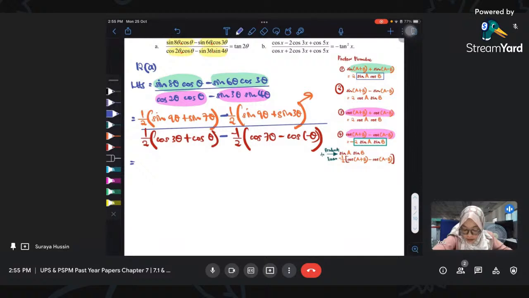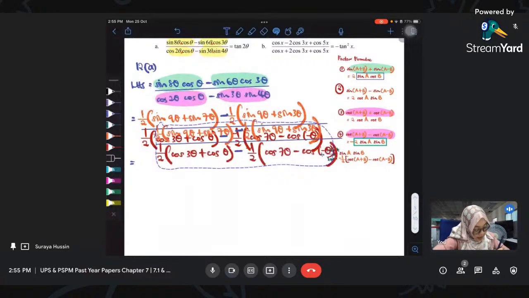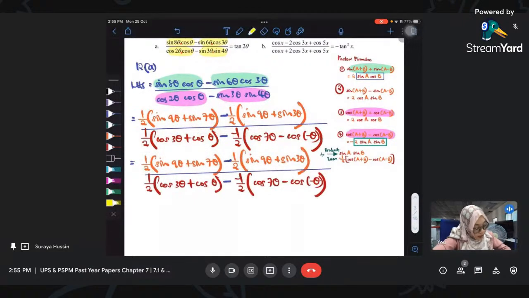So now our job is to continue. Ui, apa saya buat ni? So I will have to copy this again, duplicate this. Saya nak duplicate sebab saya nak membetulkan, bukan membetulkan. I just want to change my cos negative theta into becoming cos theta.